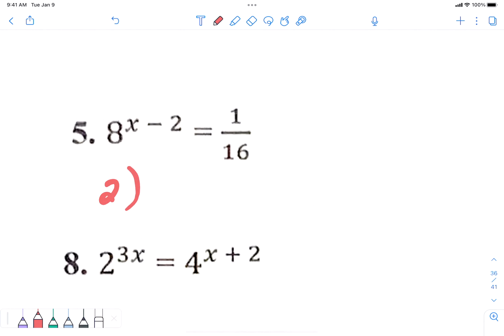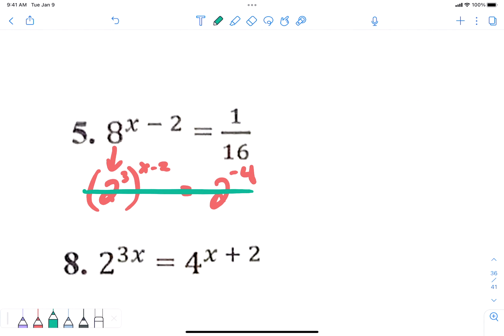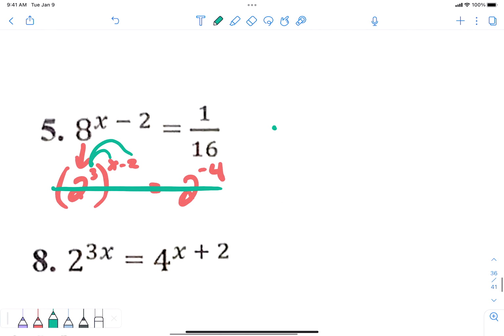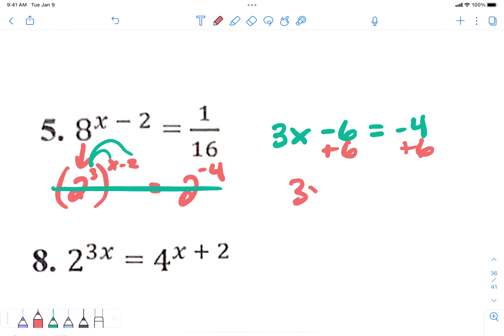So 2 to the what power gives me 8? 3. That becomes 2 to the 3rd power. And then I've got x minus 2 equals, now 2 to the 4th power gives me 16. But what's 1/16? Negative 4th power, right? Fractions are negative exponents. And now I just get rid of my 2s. But this 3 needs to be distributed. So this becomes 3x minus 6 equals negative 4. And then we add the 6. 3x equals 2 and divide by 3. X is 2/3.